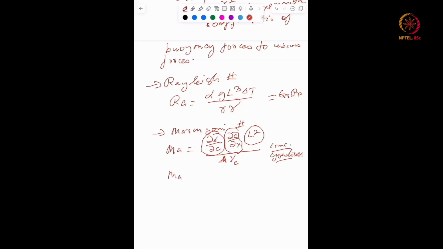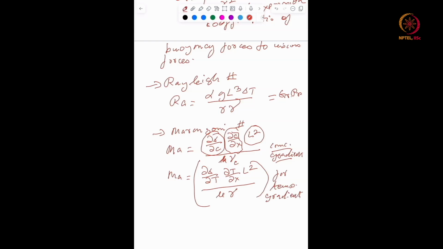And then you have the Marangoni number for temperature. This is very important, for example, in droplets and in other flows also. For temperature, it is mu gamma, so this is now divided by the thermal diffusivity. So this is for temperature gradients.